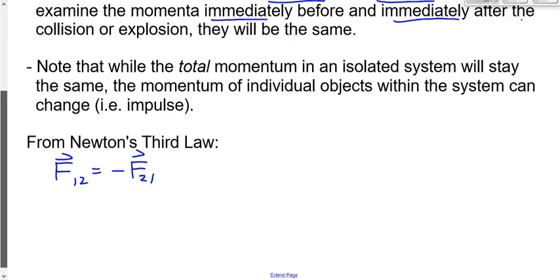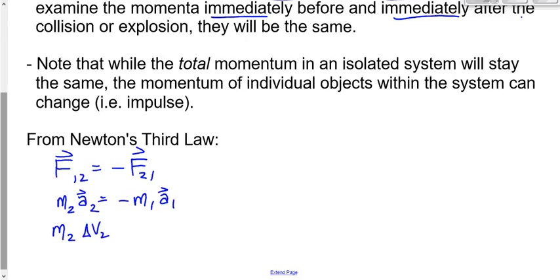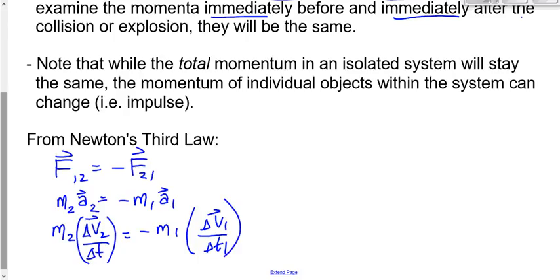Now, let's derive an equation from this. We're going to replace F12 with m times a. The mass of object 2, the acceleration of object 2, is equal to the force of object 1 on object 2. Of course, that's going to be equal to m1 times a1, where we stick a negative in front of it so that it's equal and opposite. Now, let's replace a, the acceleration, with delta v over delta t. So now we've got m2 times delta v2 over delta t2. Just a substitution for a is equal to delta v over delta t. That's equal to negative m1 times delta v1 over delta t1. Again, a substitution of delta v over delta t for acceleration.